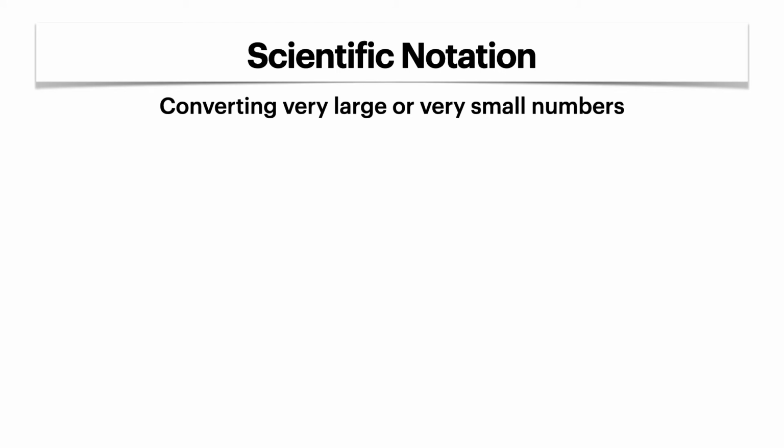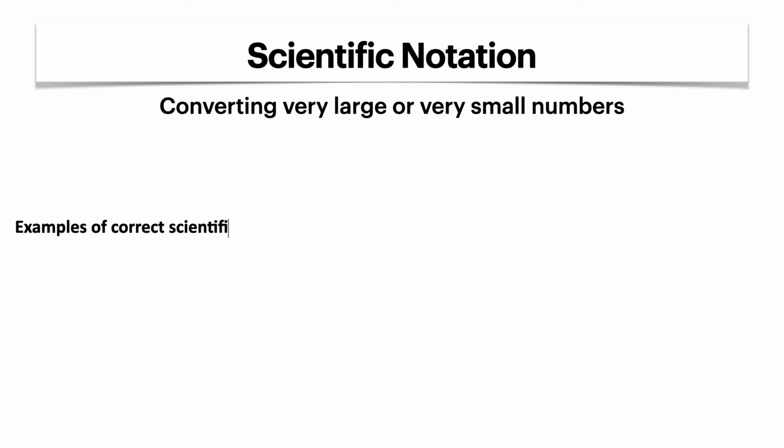Okay, let's also look at scientific notation. Now, scientific notation can seem really complicated at first, but surprisingly, it's actually just a way of writing down numbers. It doesn't really have a deeper meaning to it. It's just a notation, a way of writing something down, to simplify very large and very small numbers.